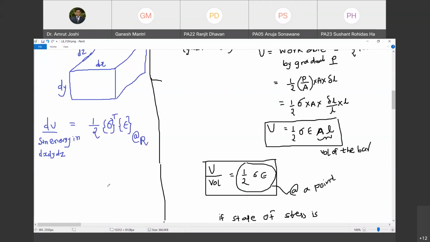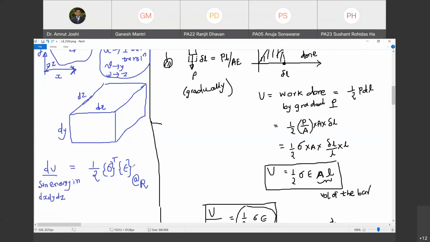Yes, sir. These stress and strain tensors should be evaluated at R. This is the strain energy stored per unit volume. And if I were to find the strain energy stored in this cube, what should I do? I should multiply it by the volume of the cube, dx, dy, dz. Now I will drop this suffix at R. So what is the strain energy stored in this small cube constructed around R? It is half stress tensor transpose at R into strain tensor at R multiplied by the volume of the cube, which is dx, dy, dz.